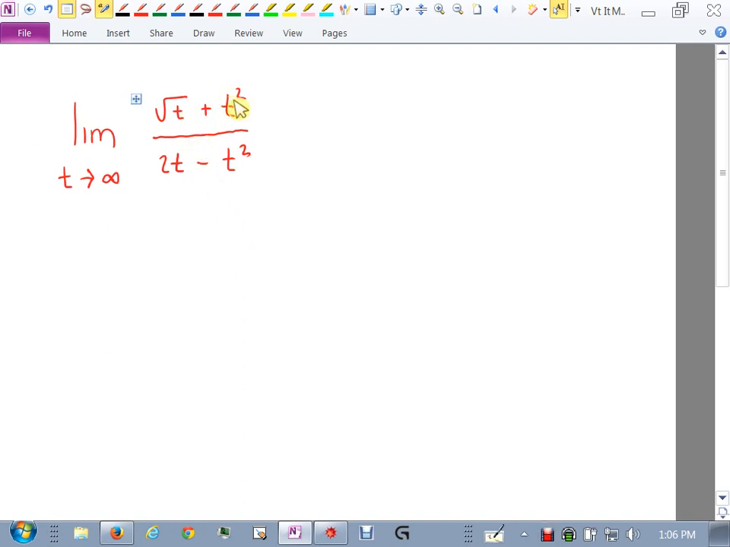Well, what's happening up top? This is infinity plus infinity, right? So the top's headed to infinity. What about the bottom? It's infinity minus infinity. What's infinity minus infinity? I don't know what it is, okay?